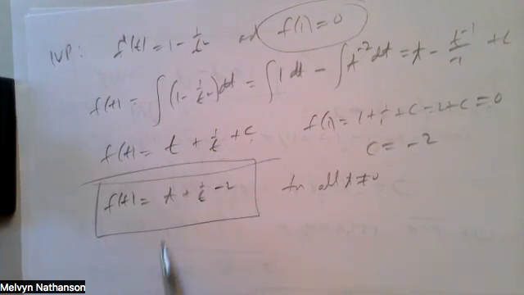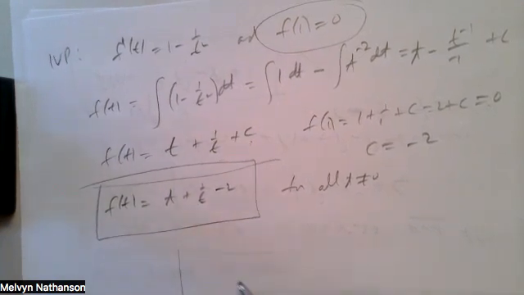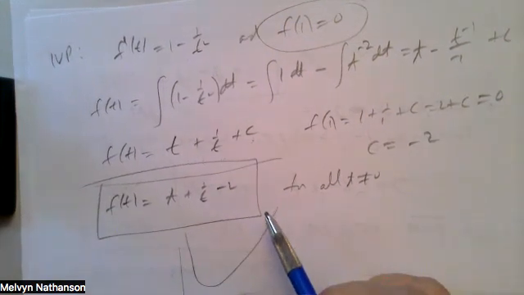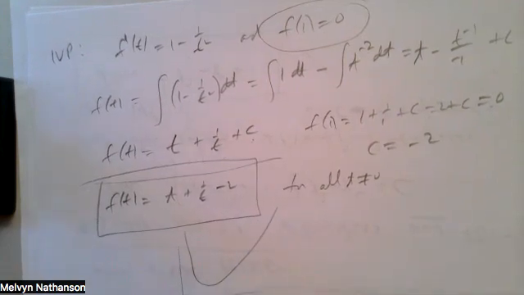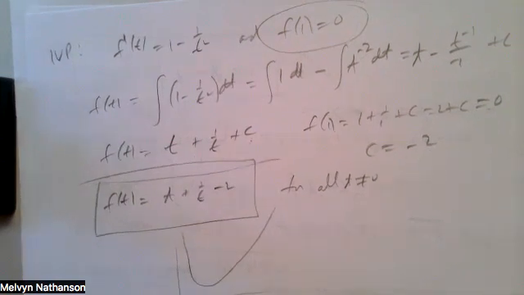It's actually very nice to try to see what these functions look like. If you just look at the function t plus 1 over t, it looks kind of like this. And over here, it looks like that. And it goes up or down depending on the value of c.